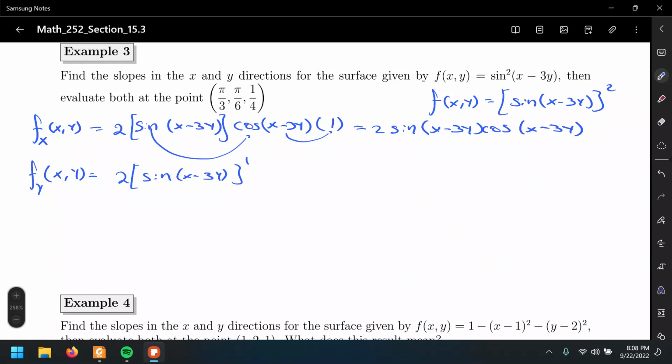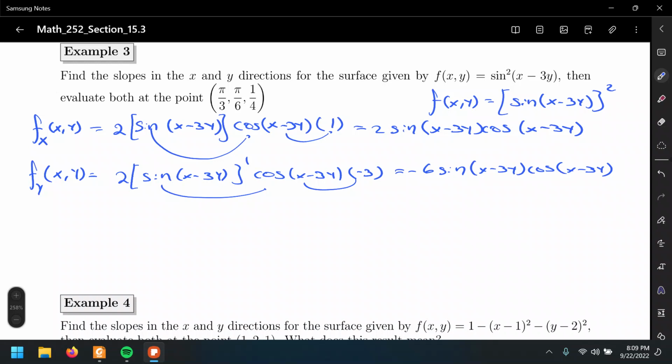Let's look at the next layer. For the next layer, what do we have? To differentiate sine, and again it's cosine. And the third layer, the inner one, is to differentiate x minus 3y. Be careful this time because we're differentiating with respect to y, right? So what would be the derivative with respect to y? Negative 3. X is held constant, so that derivative is going to be 0. Let's simplify this. This will be negative 6 sine of (x minus 3y) cosine of (x minus 3y).